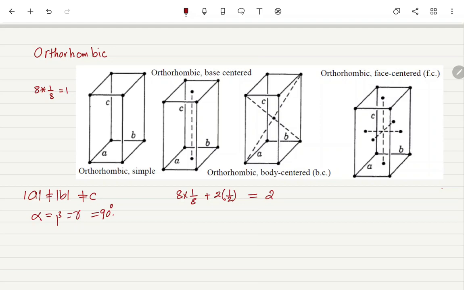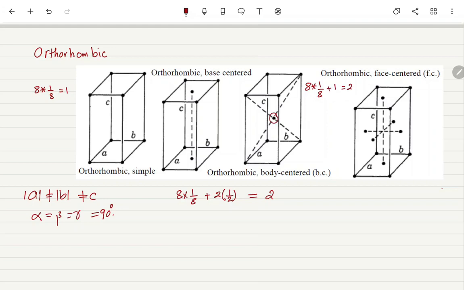The third type of orthorhombic is the body-centered. The body-centered has an atom right in the middle of the structure, and the number of atoms sharing this cell is equal to 8 times 1/8, same as before, plus a complete 1 right in here. It's equal to 2.